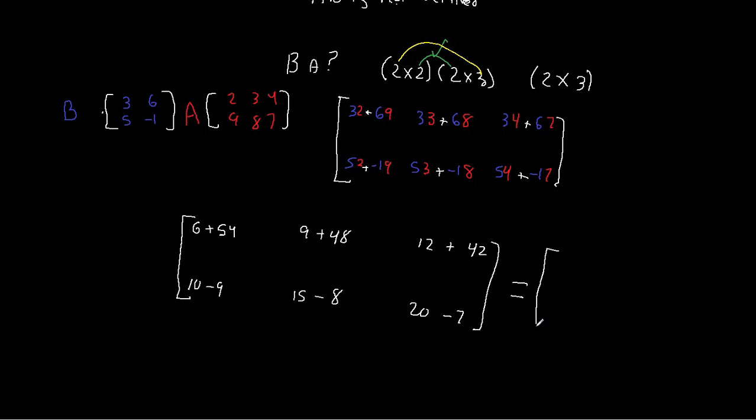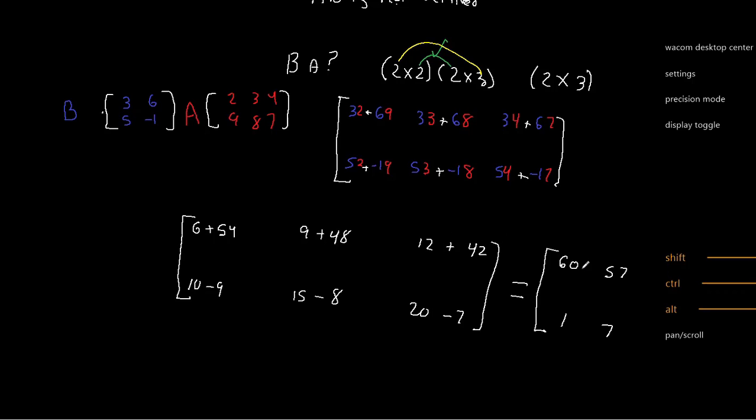So if we reduce this down here, 6 plus 54, that's going to be 60. 10 minus 9, that's going to be 1. 9 plus 48, that's going to be 57. 15 minus 8, that's going to be 7. 12 plus 42, that's going to be 54. And 20 minus 7, that's going to be 15.